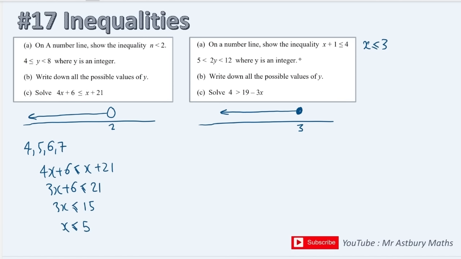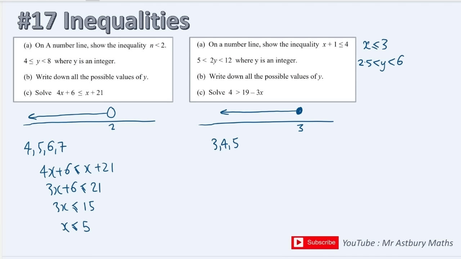And now I need to work out what particular values y can take. First, I have to solve it by dividing every term by 2. So I get this. And then the whole numbers in between 2.5 and 6 are 3, 4, 5. Can't be 6, it doesn't equal 6.